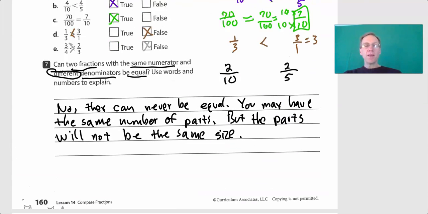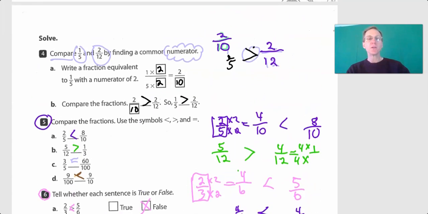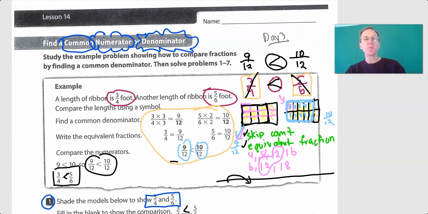Okay, that is basically that. I'm going to pause here. Okay, well, we're done with this. This is making sure that if we're going to compare, we have something that's the same. We can either have the numerator be the same, or we can have the denominator be the same. And that's the way we compare fractions.